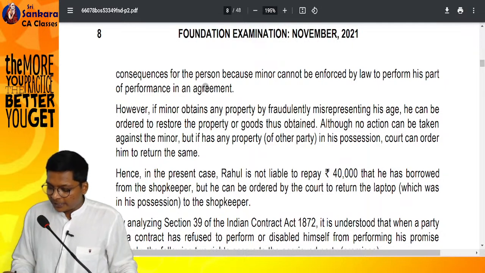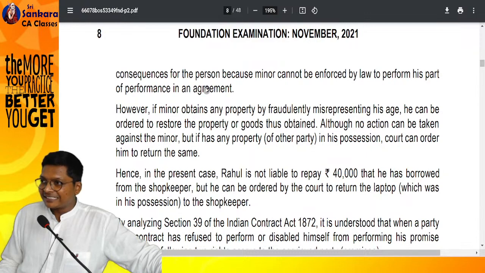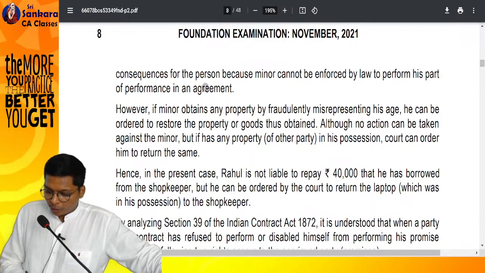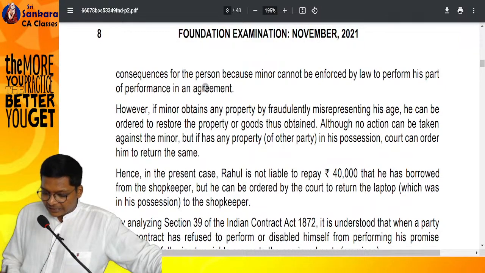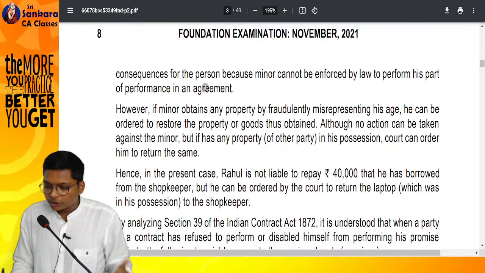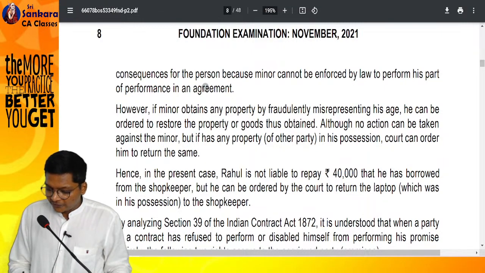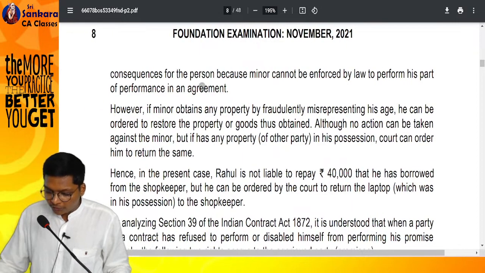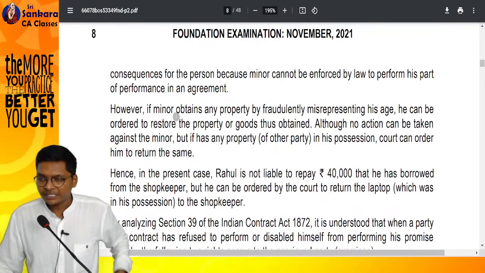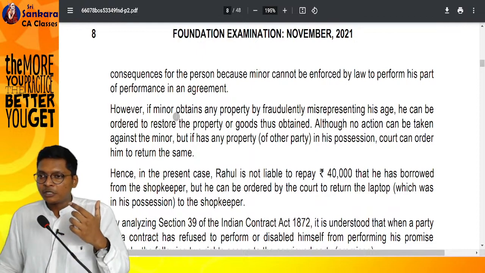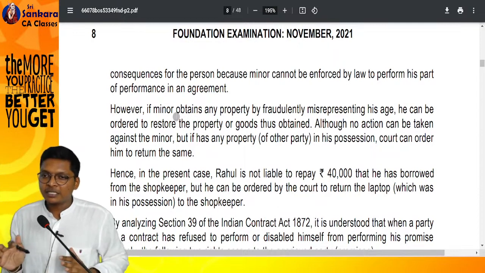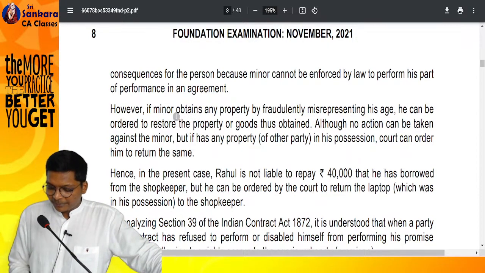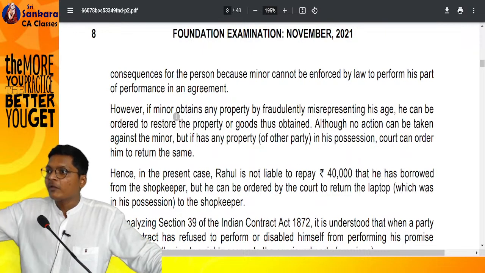Second part of that question. However, if a minor obtains property by fraudulently misrepresenting his age, he can be ordered to restore the property or goods thus obtained. He got the laptop, that will be restored, although no action can be taken against the minor. That means you can sue his personal property. That's what we saw. If any property is in his possession, the court can order him to return the same. What are they trying to communicate? The minor cannot be made personally liable, but you can sue the property of the minor.